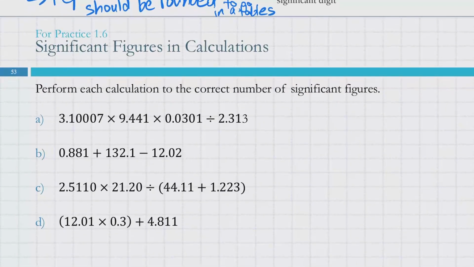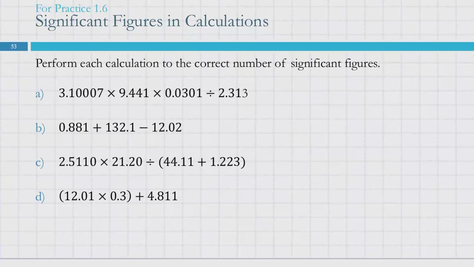Okay, some multi-step calculations, or some calculations at least. We want to perform each of these calculations to the correct number of significant figures. In A, we've got 3.1-ish times 9.4-ish times 0.03-ish divided by 2.3 and some change. We're doing all multiplication and division. So it's all multiplication, division.